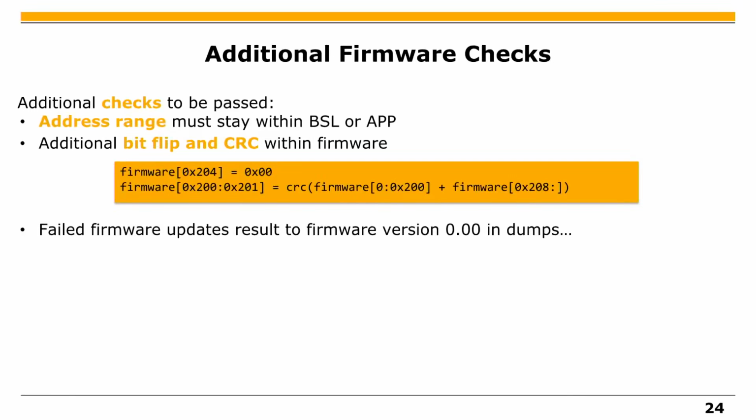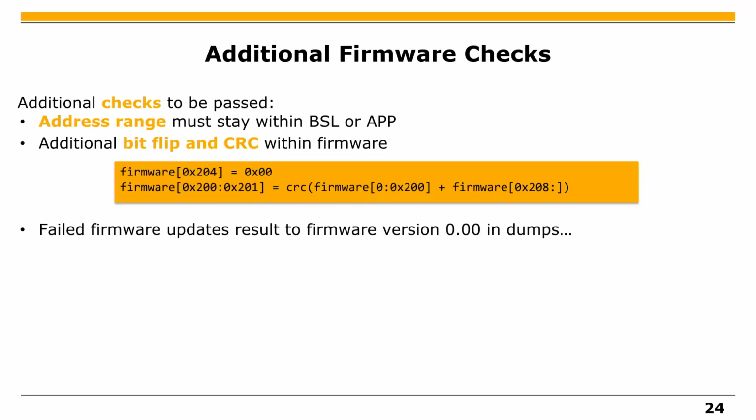So the additional checks are the address range must stay within BSL if it's a BSL update, or within app if it's an app update. So far, so good. And then within the firmware, they do somewhere flip a bit to 0, and then they have a CRC that is not CRC'd itself, but the rest of the firmware, and then written somewhere. And if something fails in this process, then all the dumps that you will get in the future from the tracker will have the version 0.0 in the dumps. So you will just see, okay, the app or the BSL update failed, and it has the version 0, even though things in between were okayish, but not okay enough.